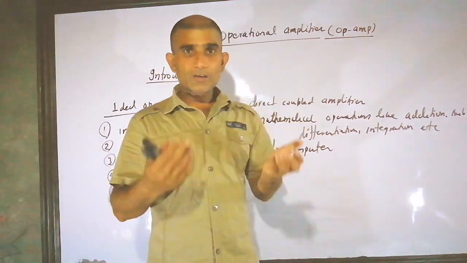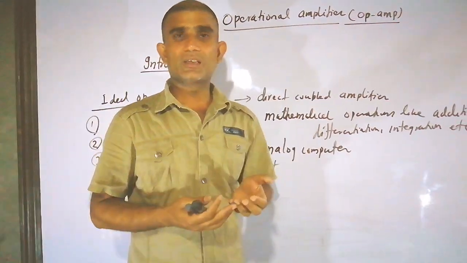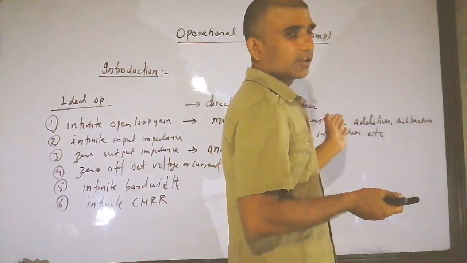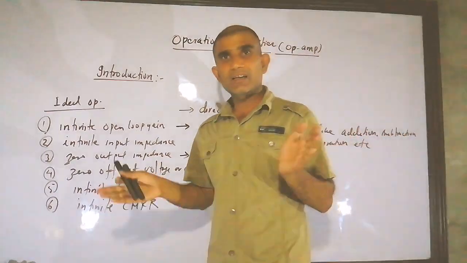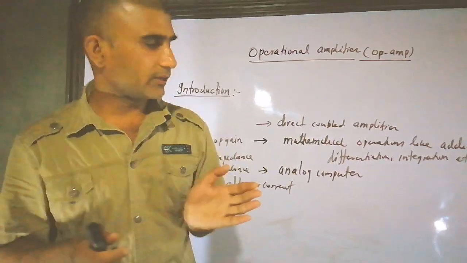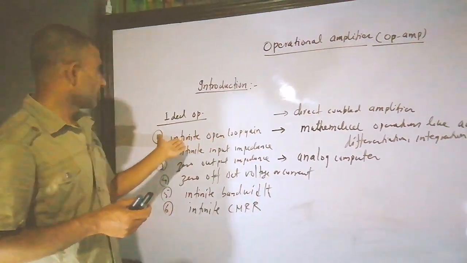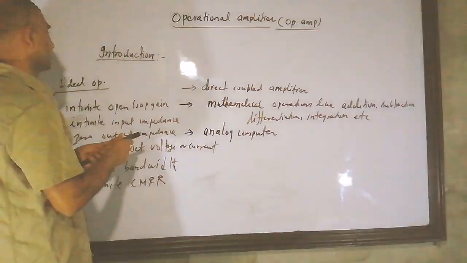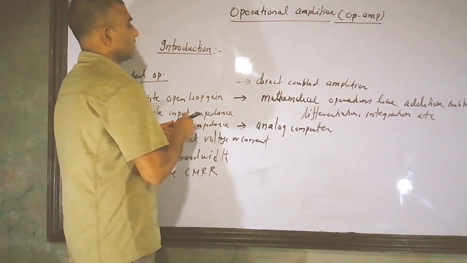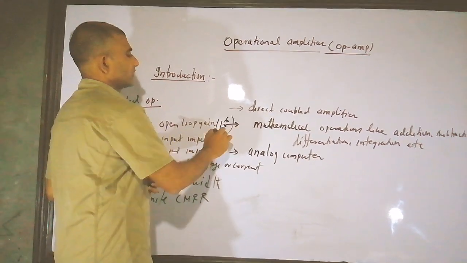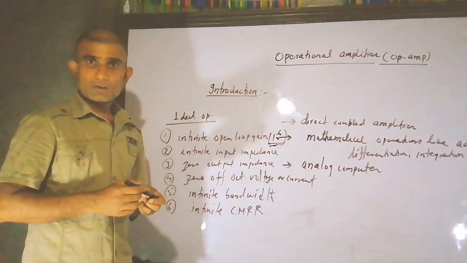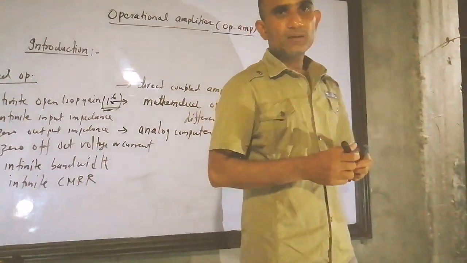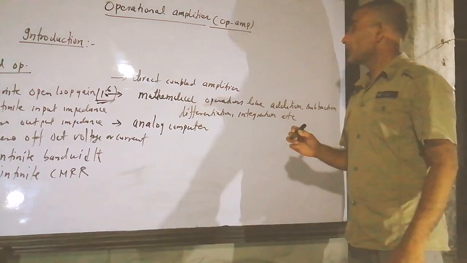Actually, the practical amplifier which we get in the lab does not have all these characteristics exactly like an ideal operational amplifier. But still, instead of infinite open loop gain, we get almost around 10 to the power 6. This is also a very high gain for the amplifier. Okay, and this is the operational amplifier.